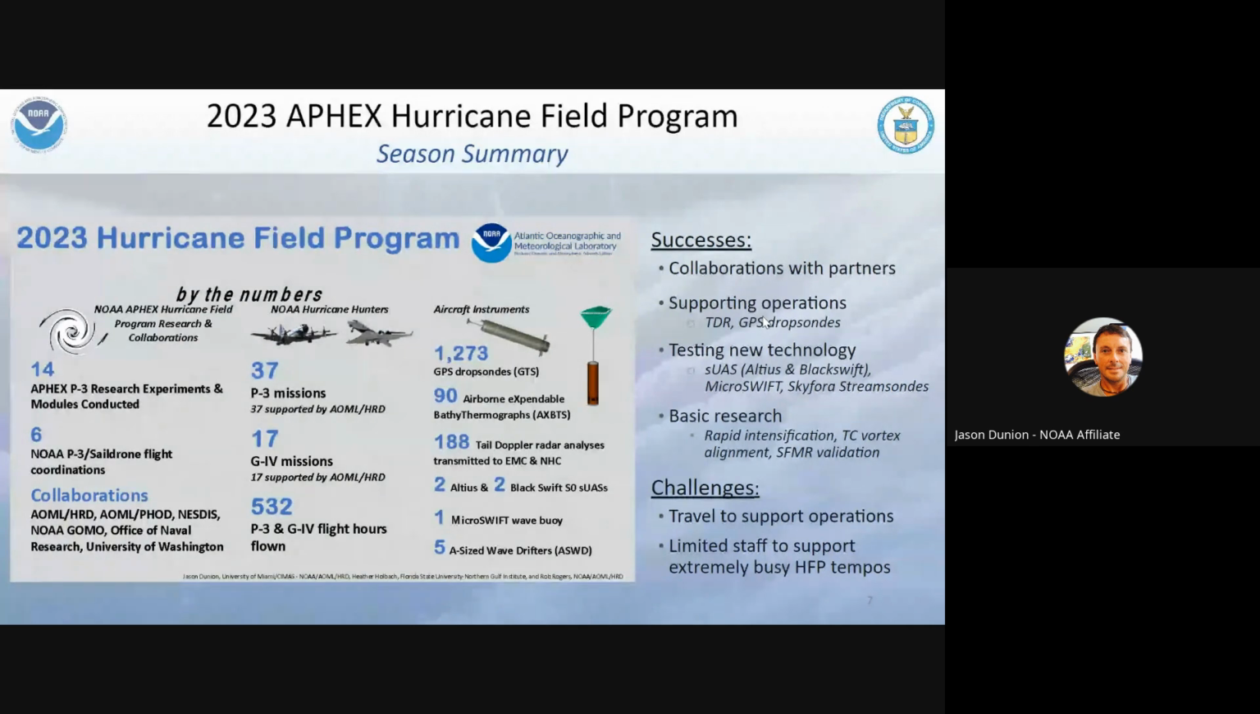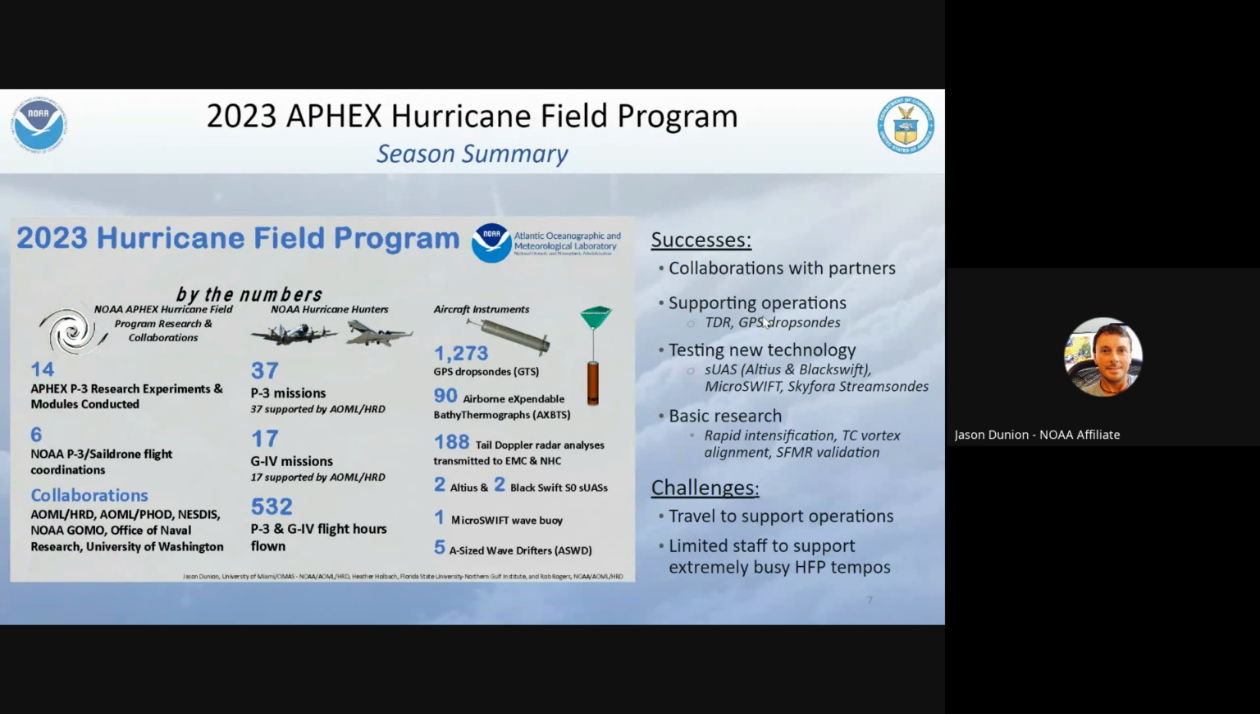Looking at our successes, certainly the collaborations with partners, pre-season planning right up to the heat of battle during the season. I was really happy with that. Also HRD supportive operations, whether it's things like TDR or QC of dropsondes and getting them on the GTS. Also tested new technology, Altius and Black Swift small UASs, Micro Swift wave buoys, and Skyfora Streamsondes, these mini dropsondes that maybe have some swarming capabilities in the future.